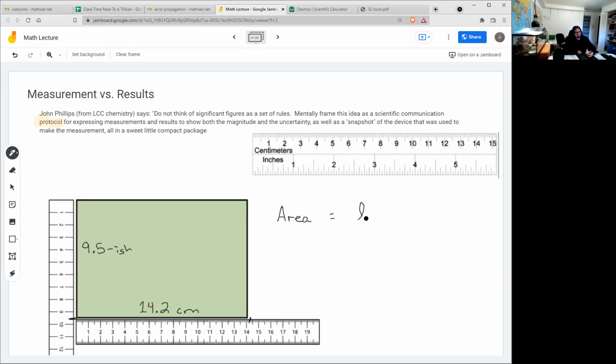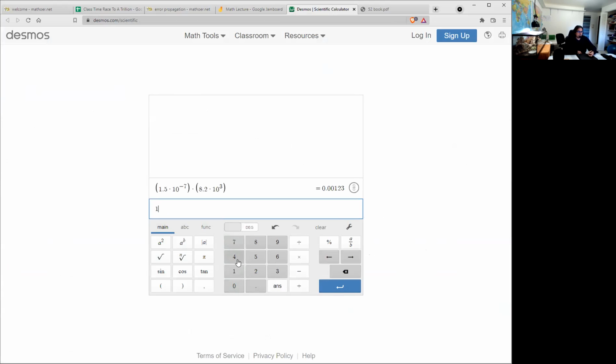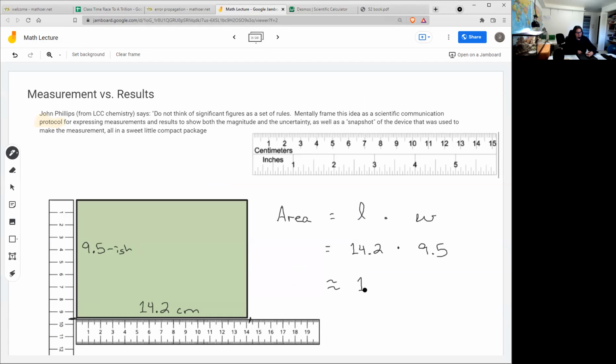Okay. Area of a rectangle is length times width. I always write script because once I wrote it without script and put this as a 1 and got the wrong answer. Don't want to do that again. So I can pick whichever of these is length or width. And what do I get for this? 14.2 times 9.5. I get about 134.9 square centimeters. And someone asked, is that any different from 134.9 centimeters squared? No, it's just a different way of writing the units.